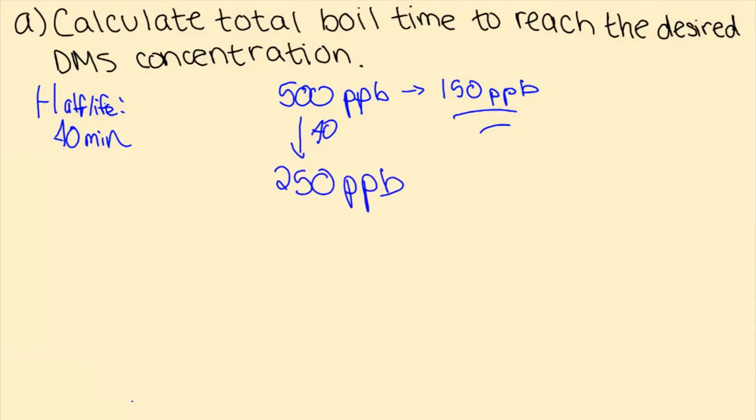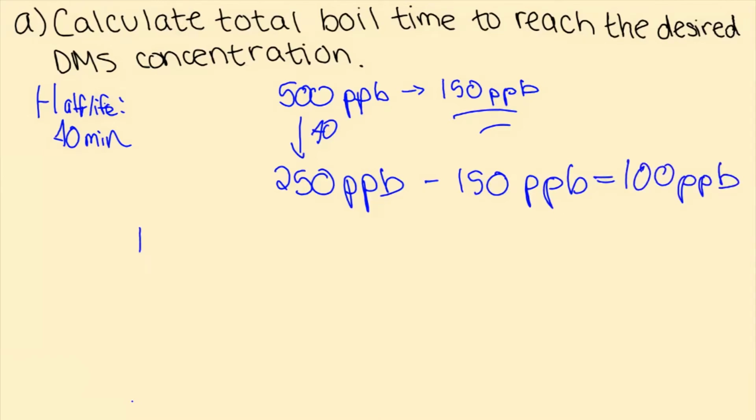But as you can notice, 150 is not exactly half of 250. So we have to set up a ratio to see how much has gone away. So we subtract to see how much has gone away. So it'll be 100 parts per billion. And we set this up really quickly, and we get that only 40% has gone away. And that makes sense. It hasn't gone the full 50%.